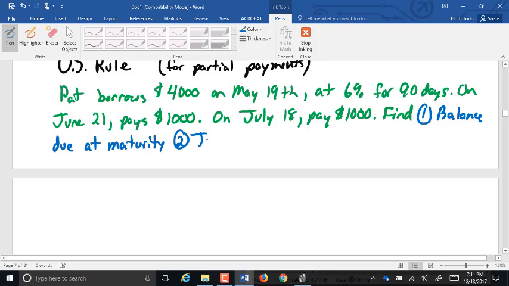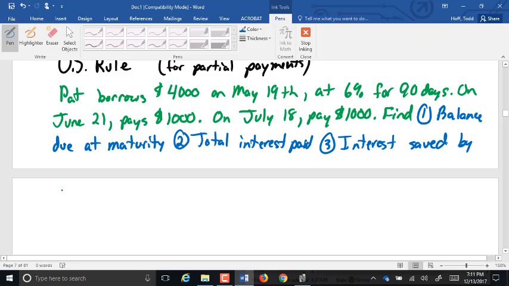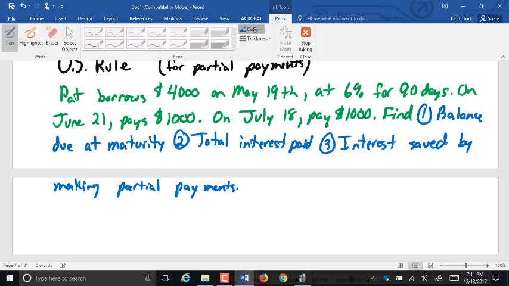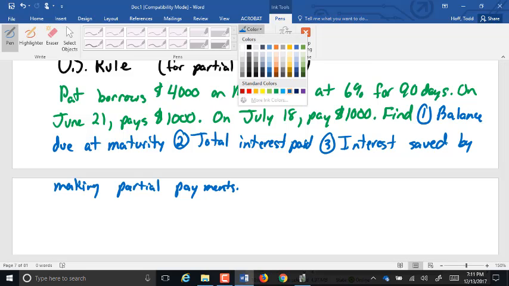Two, total interest paid. And three, interest saved by making partial payments. No problem, right?